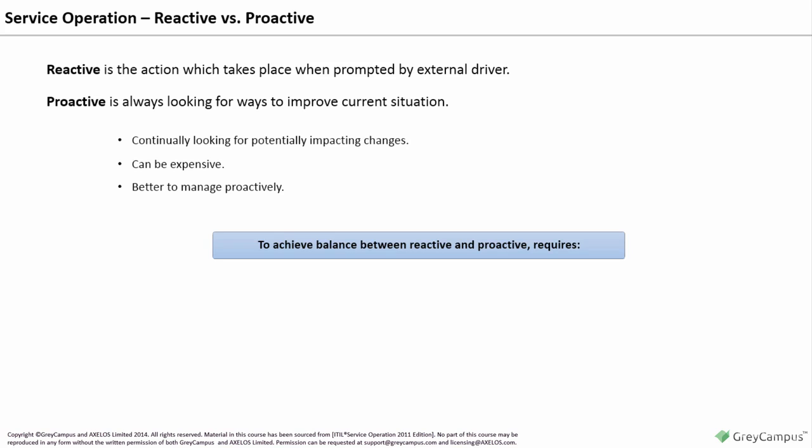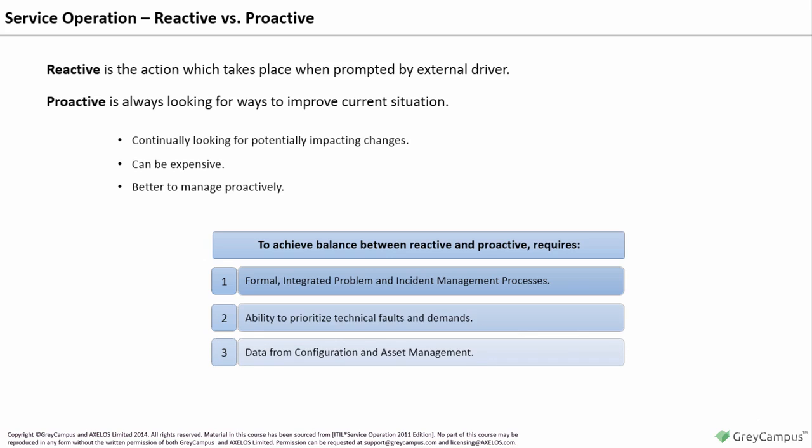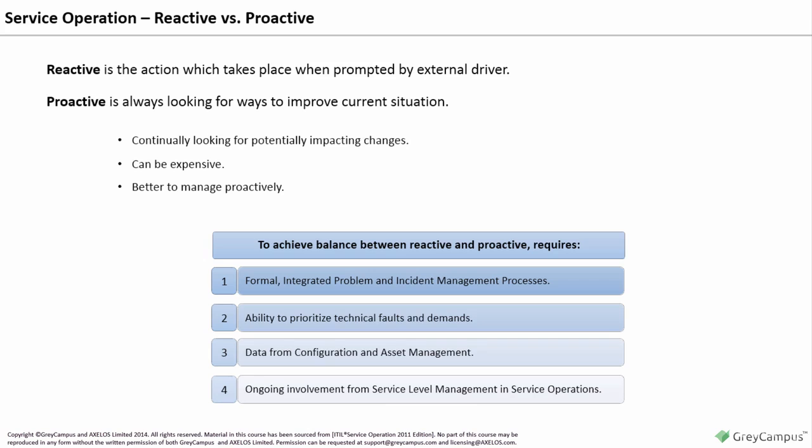To achieve balance between reactive and proactive requires formal integrated problem and incident management processes, ability to prioritize technical faults and demands, data from configuration and asset management, and ongoing involvement from service level management in service operations. While proactive behaviour in service operation is generally good, there are also times where reactive behaviour is needed. The role of service operation is therefore to achieve a balance between being reactive and proactive.